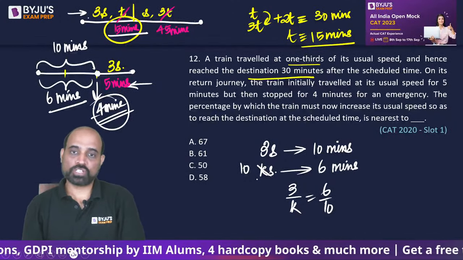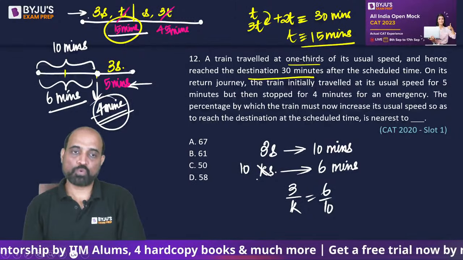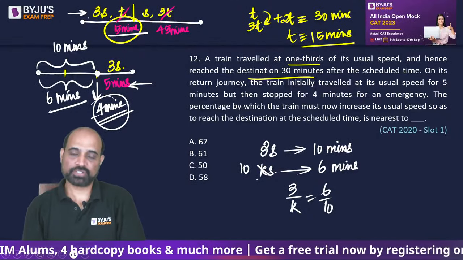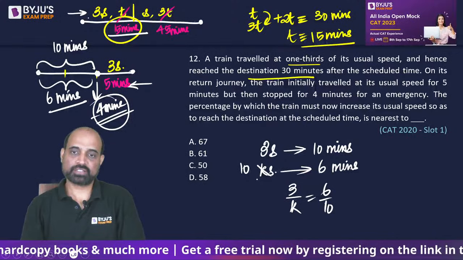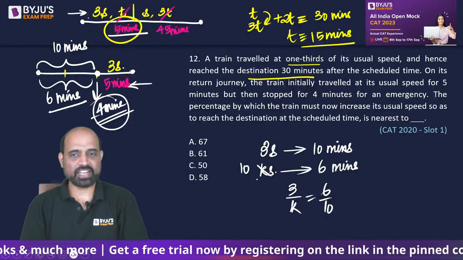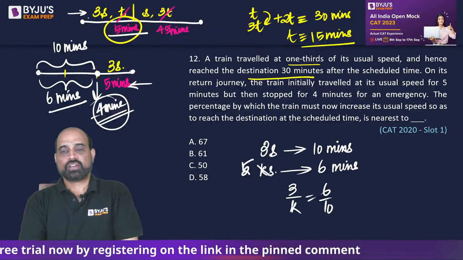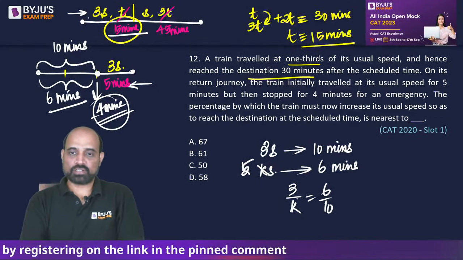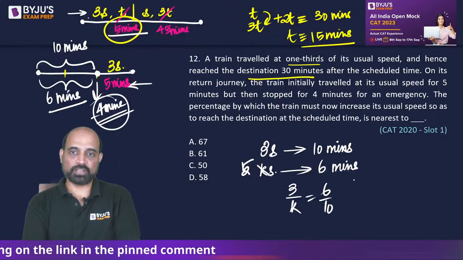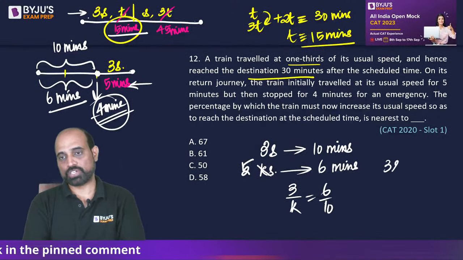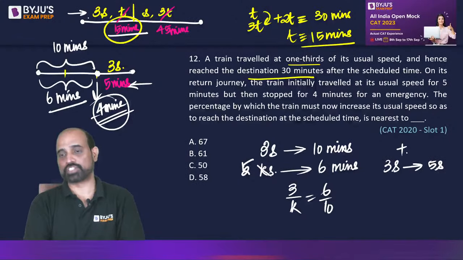So the question is, by what percentage should it... नहीं 10 नहीं होगा ना, 5 होगा, 5. So by what percentage the train must now increase its speed? So 3s has become 5s. So this is an increase of 2/3, which is 66.66%.